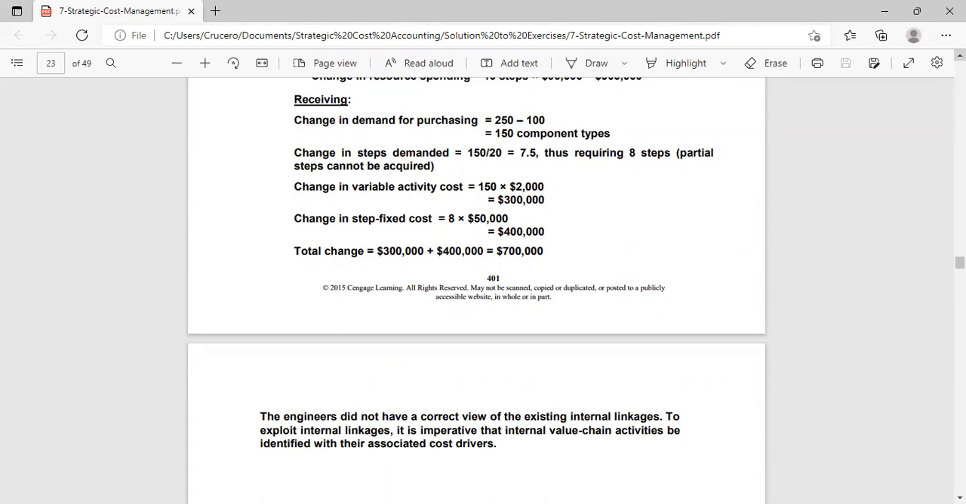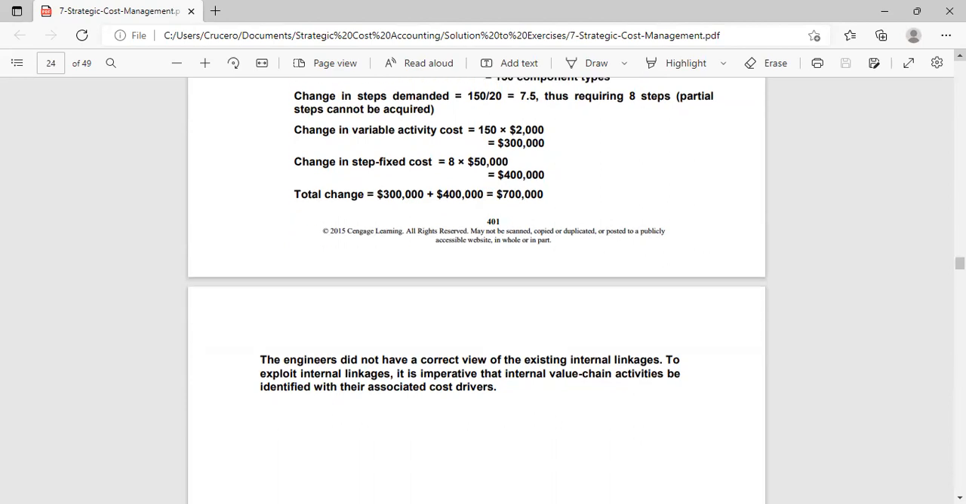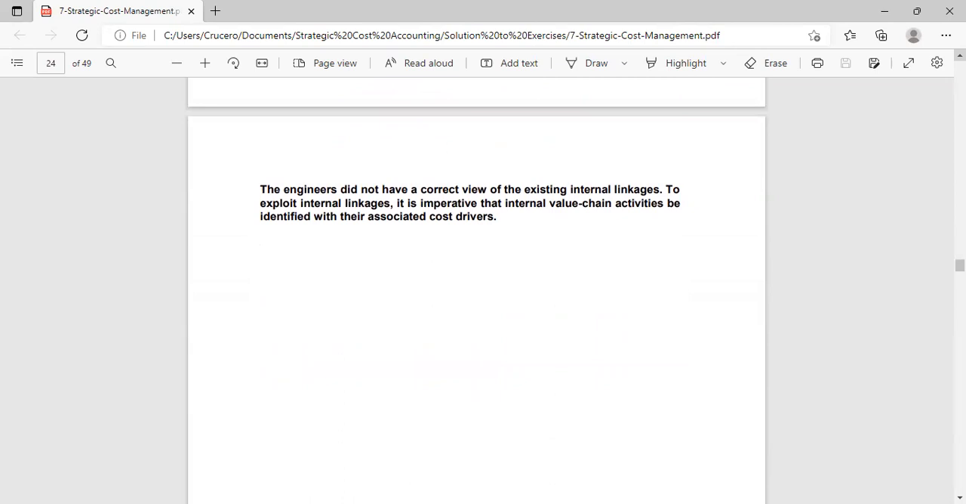And the change in variable activity cost is 150 times 2,000, or 300,000. Fixed cost: take note that we have a second change in fixed cost, 8 times 50,000 equals 400,000, for a total change of 700,000. The engineers did not have a correct view of existing internal linkages.